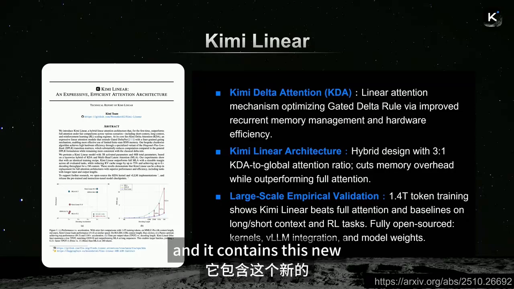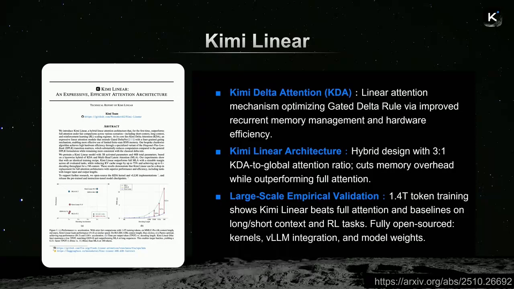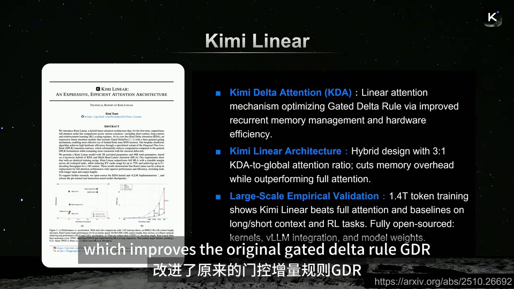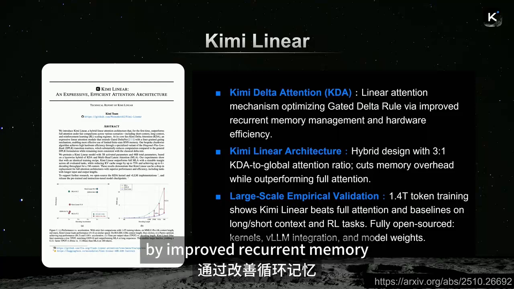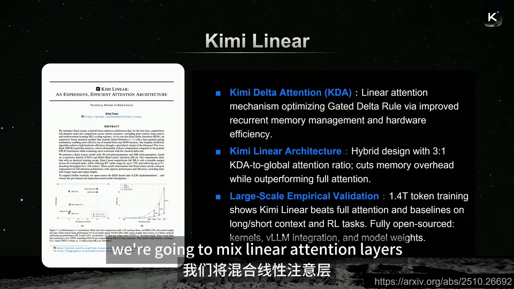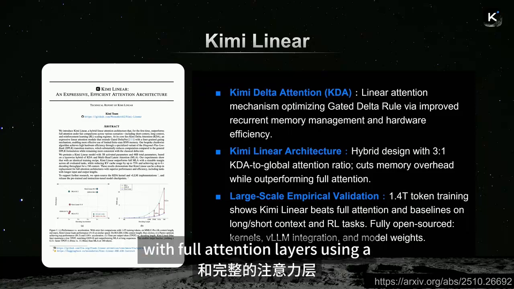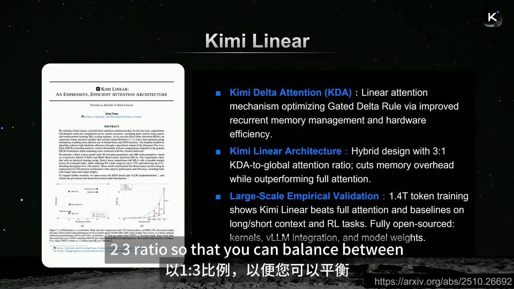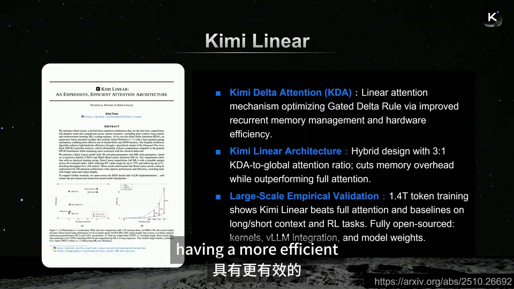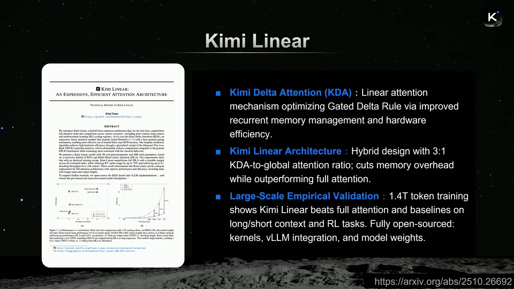And it contains this new linear attention variant called Kimi Delta Attention, which improves the original gated delta rule, GDR, by improved recurrent memory. I will show the details later. And at the same time, we're going to mix linear attention layers with full attention layers using a 1-to-3 ratio so that you can balance between these long context capabilities and at the same time have a more efficient implementation.